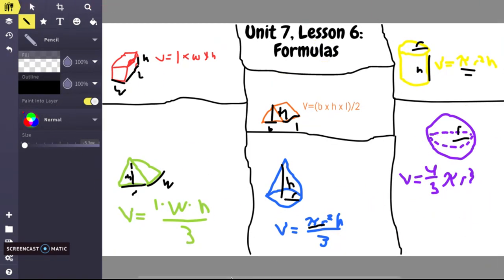Well, these are just a few shapes and the volumes of them, so hopefully this helped.